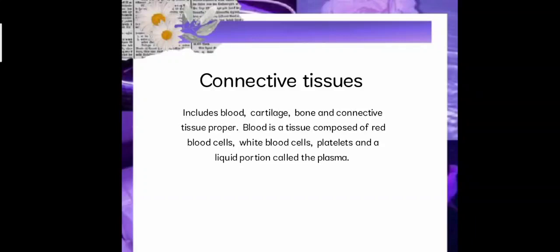So the red blood cells supply oxygen to all body cells. The white blood cells fight the invading bacteria and viruses. Platelets are important in blood clotting. So the blood serves to transport nutrients throughout the body. They also carry hormones secreted by the endocrine glands for proper metabolic processes.